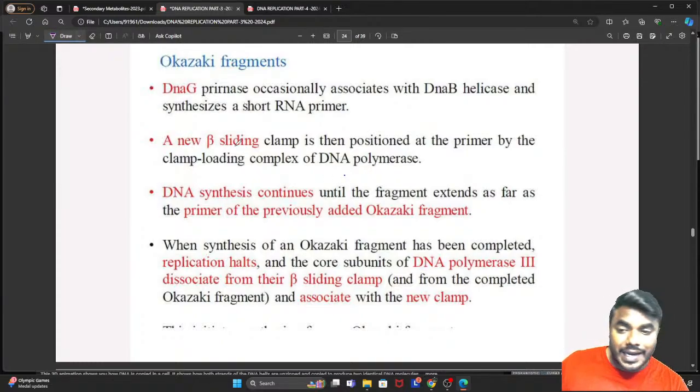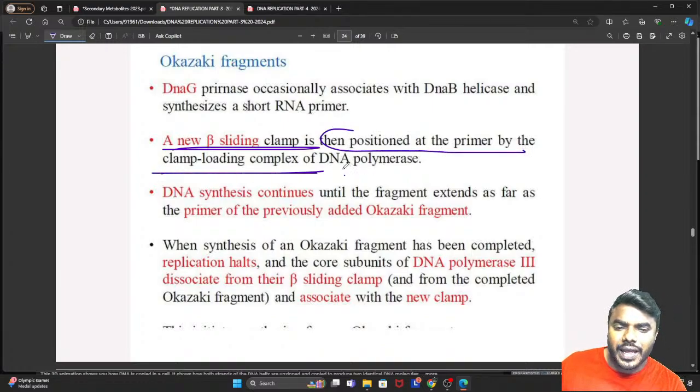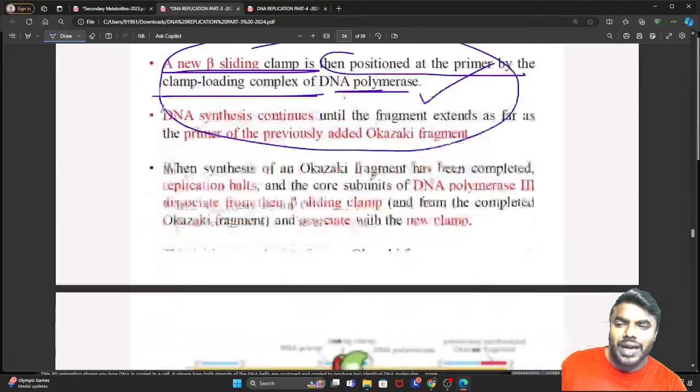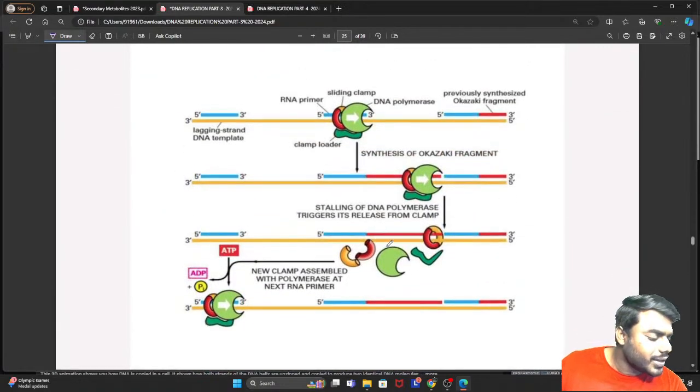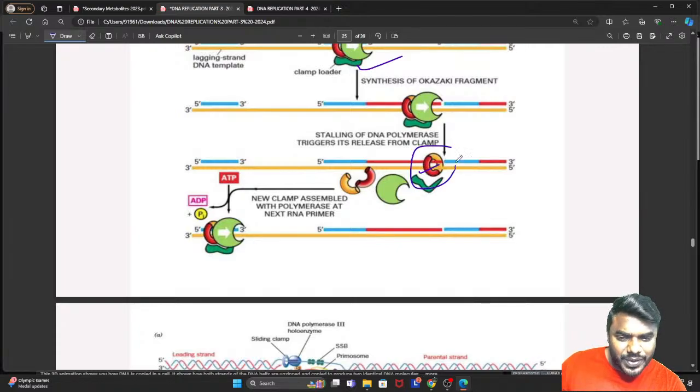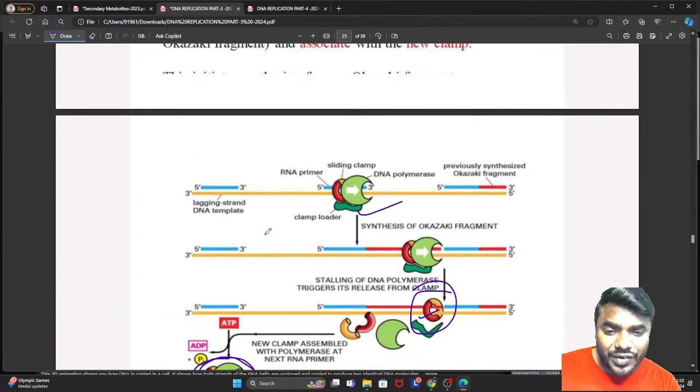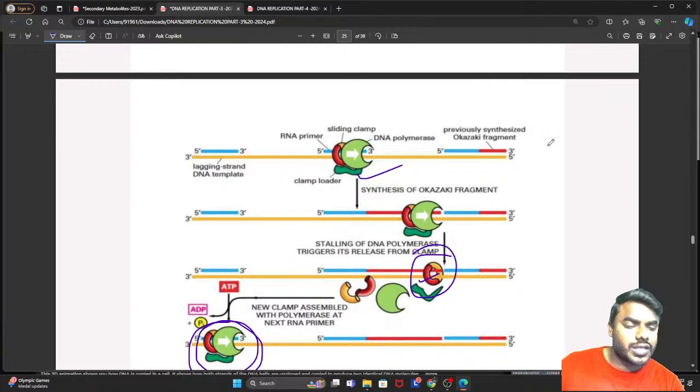Alright, so listen, a new beta sliding clamp is then positioned at the primer by the clamp loading complex of the DNA polymerase enzyme. Right, only in case of a lagging strand can multiple beta clamps be used. I hope you all can see here. This is the first beta clamp. Then this beta clamp will be released, and you can see in the picture again the new beta clamp will be added.